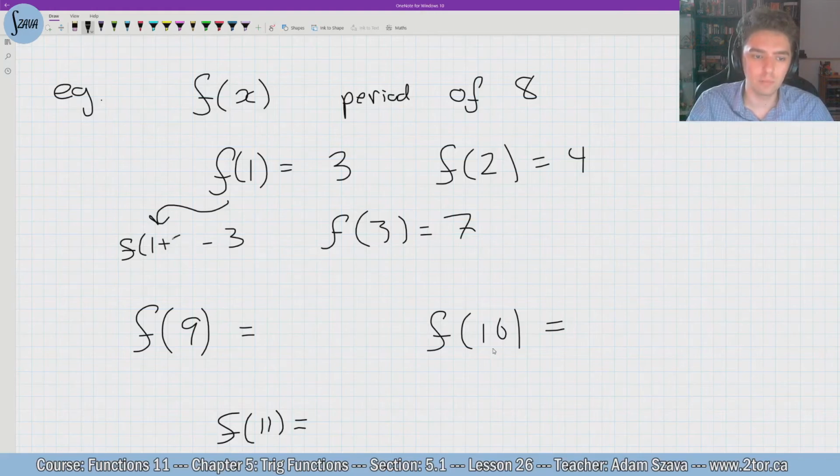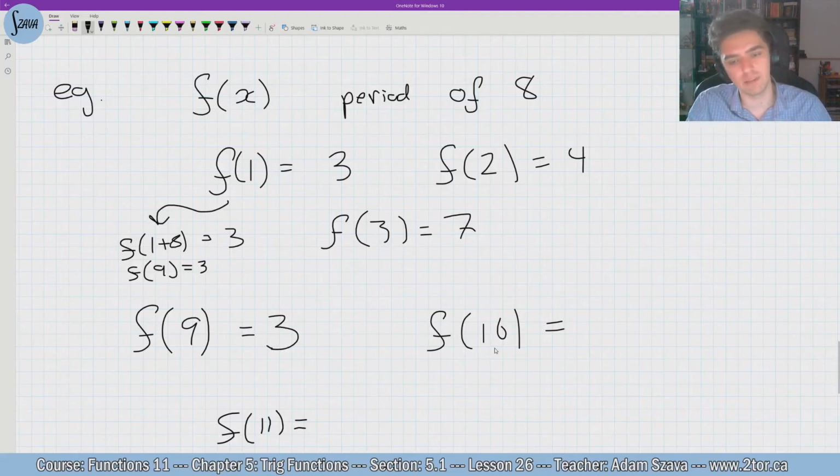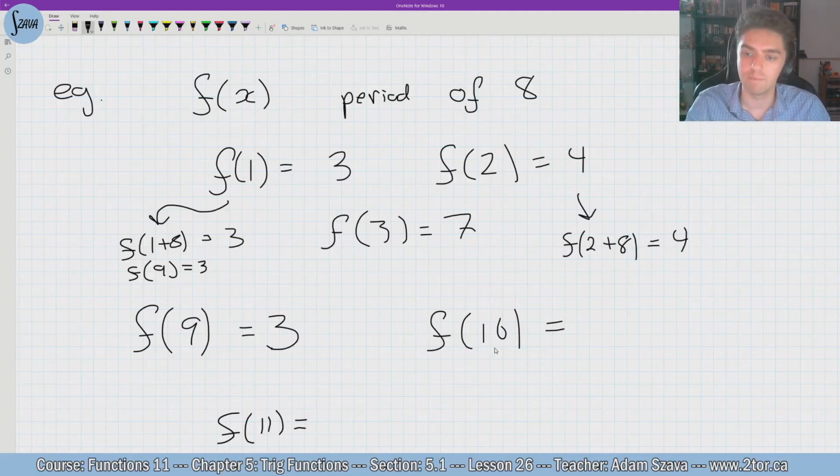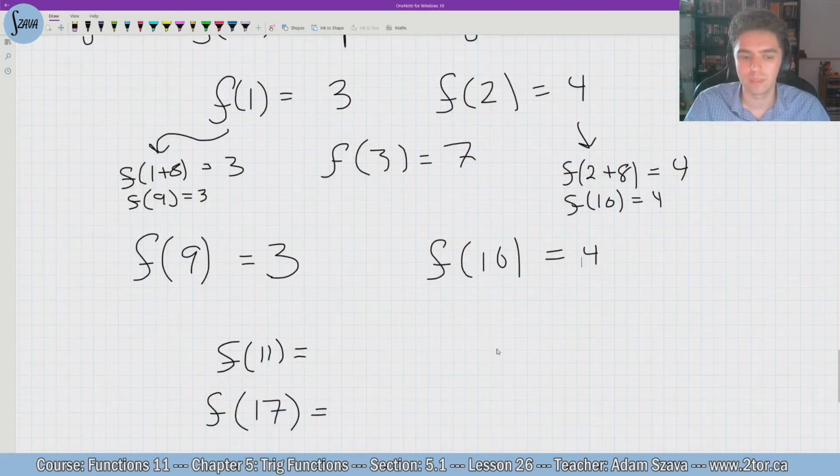So what's f of 1 plus 8? F of 1 plus 8 is 3. F of 9 is 3. I just discovered that f of 9 is 3. So one cycle further is still the same value. What about f of 2? What if I go one cycle further? F of 2 plus 8, that'll also be 4, because I'm just going one cycle further. It'll be the same point in the cycle, though. So f of 10 is 4. I just learned f of 10 is 4.